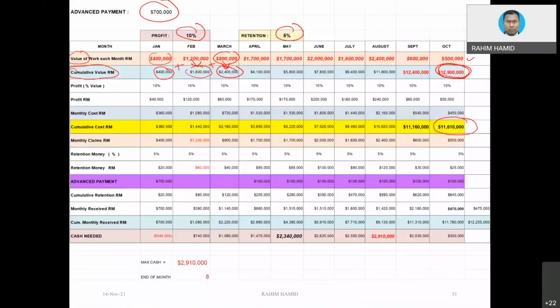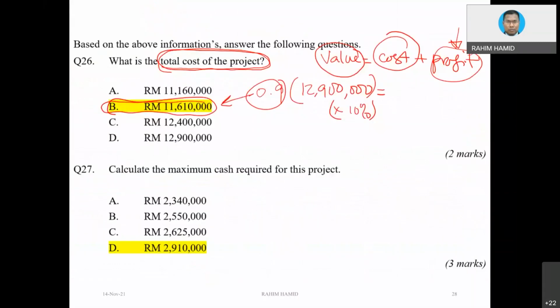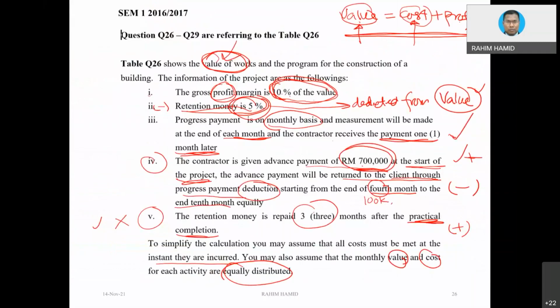This is just an example. You don't have to do row and column. Everybody will come up with their own. You can basically skip some of the rows, in fact. Okay, now let's go into profit. So profit, for simplicity purposes, it is just simply mentioned that the gross profit margin for the project is 10% of the value. 10% of the value.